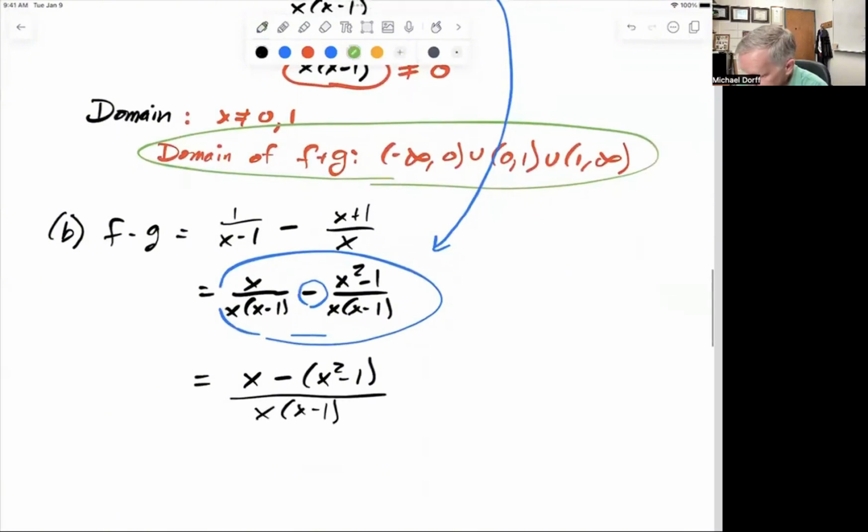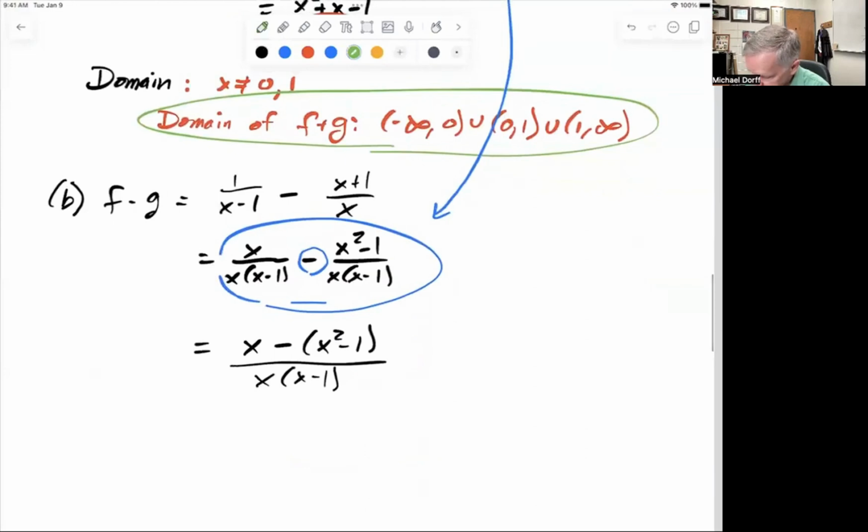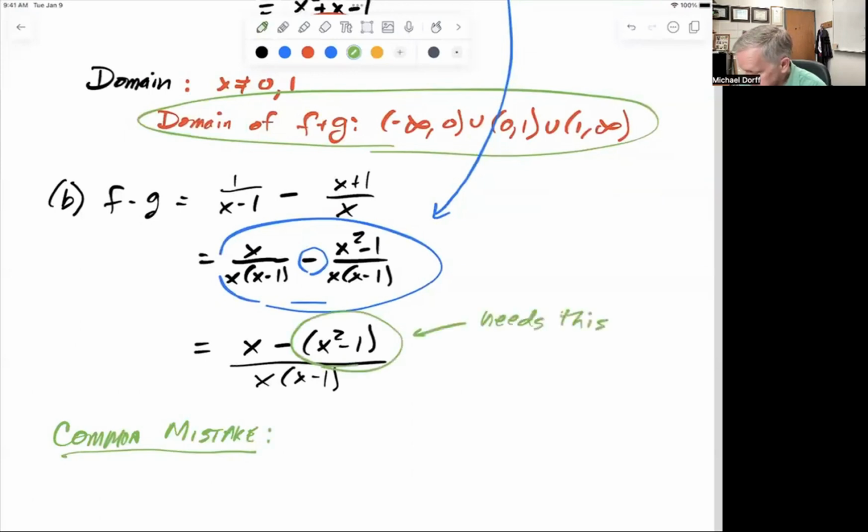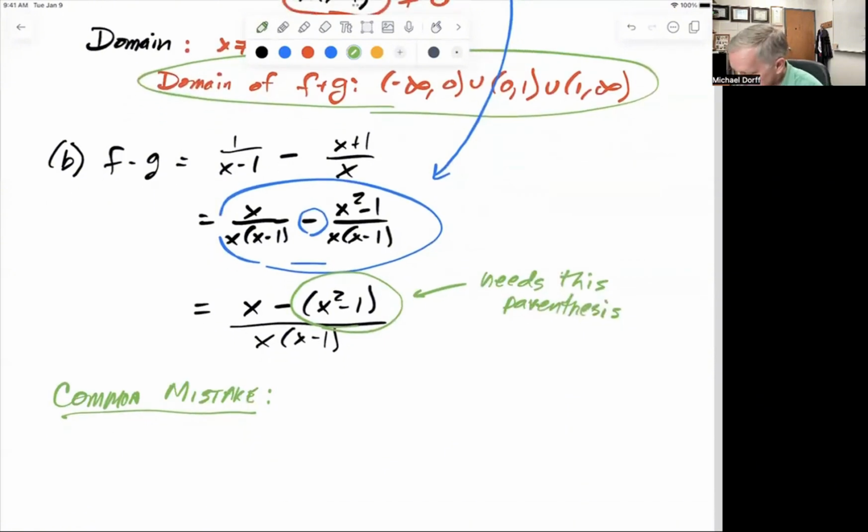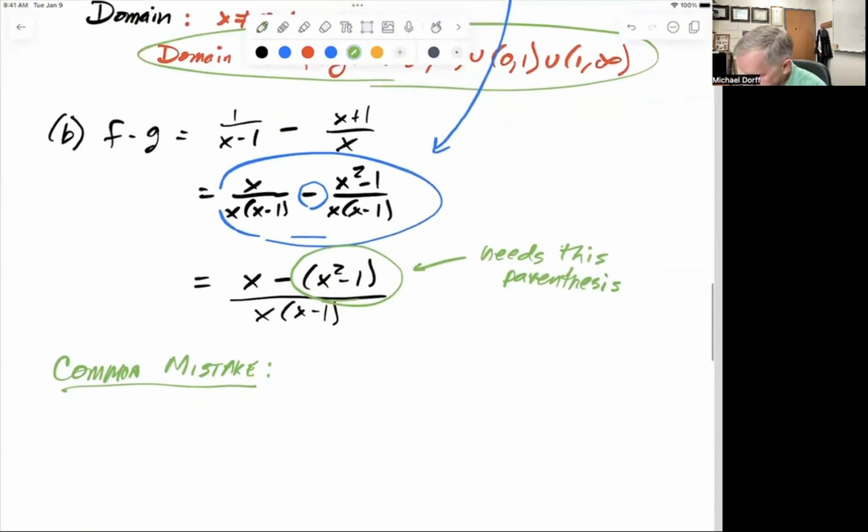Now remember, I had said earlier in my video for this section that this is a common mistake. Common mistake is not putting that parentheses here. That parentheses needs to be there. And why is that? Because if you don't have that parentheses there, you're going to have x minus x squared minus 1. And that's not going to be right. So the common mistake is to forget to include parentheses.